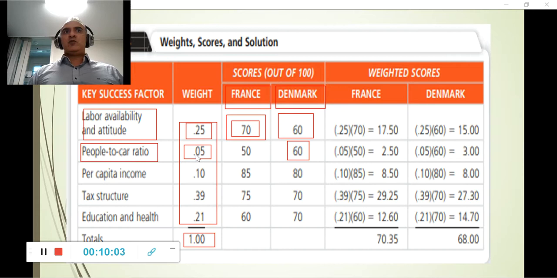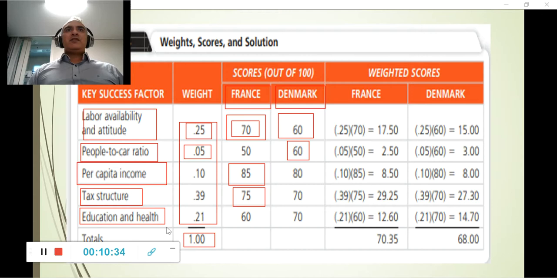Per capita income, why? Maybe because in this case, I have to pay higher salaries. So maybe the salaries are lower in France, so that's why it's higher. Tax structure, which country offers me better taxation? So in this case, for example, there's more benefits for friends and education and health. Lastly, quality, why? Because maybe in here I'm looking for a high quality product. I need people that are qualified and I need people that attend work constantly. So in this case, for example, Denmark has a higher one than France, right?